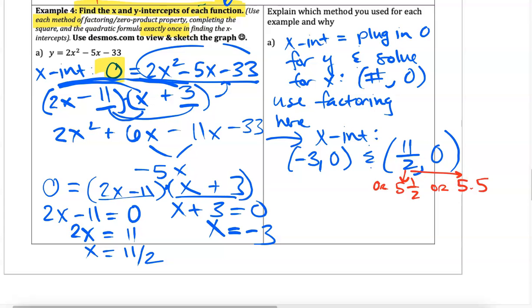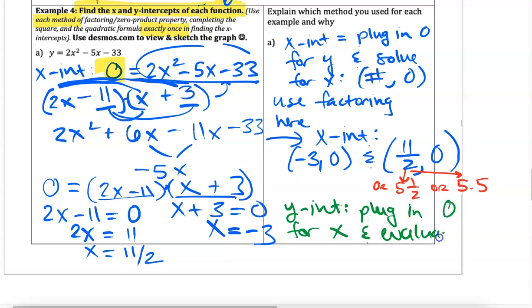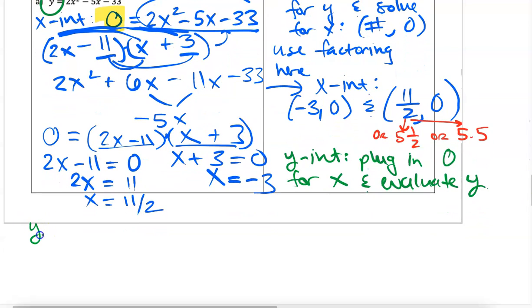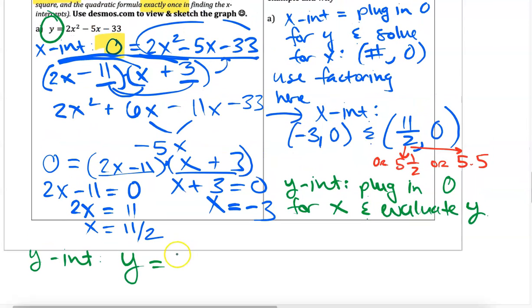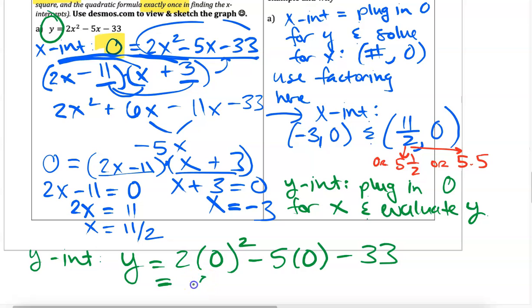Okay, then for the y-intercept, that's when you plug in 0 for x and evaluate, because in these equations, y is already alone. I don't have to solve for it. It's already solved for. I just need to simplify. So for the y-intercept, I would have y is equal to, and then wherever there's an x, I would swap it with a 0. So 2 times 0 squared minus 5 times 0 minus 33. And then this would just be 0 minus 33. So the y-intercept just ends up equaling negative 33.